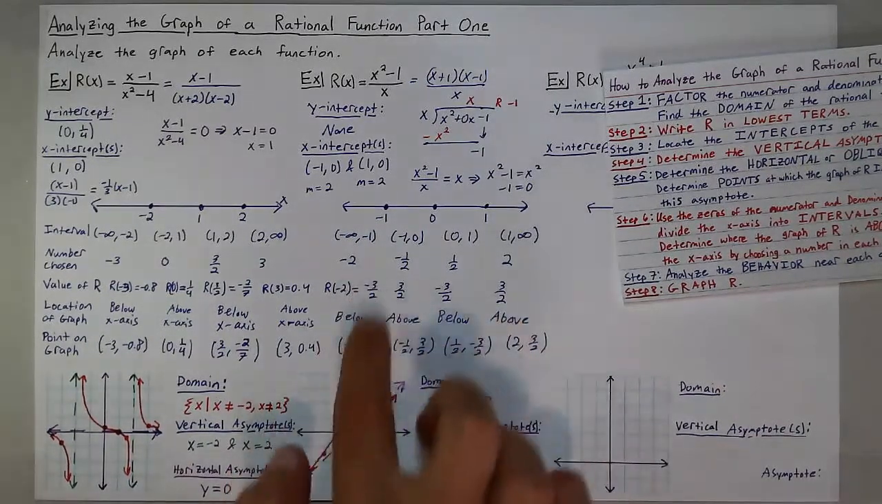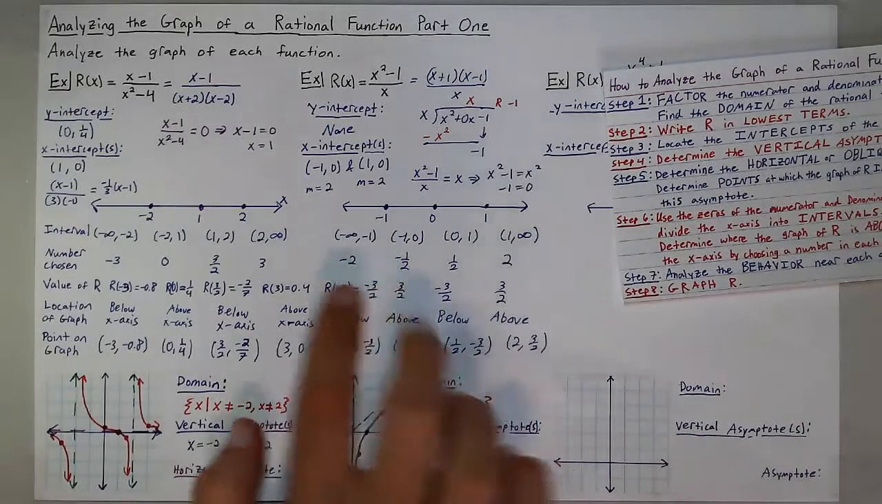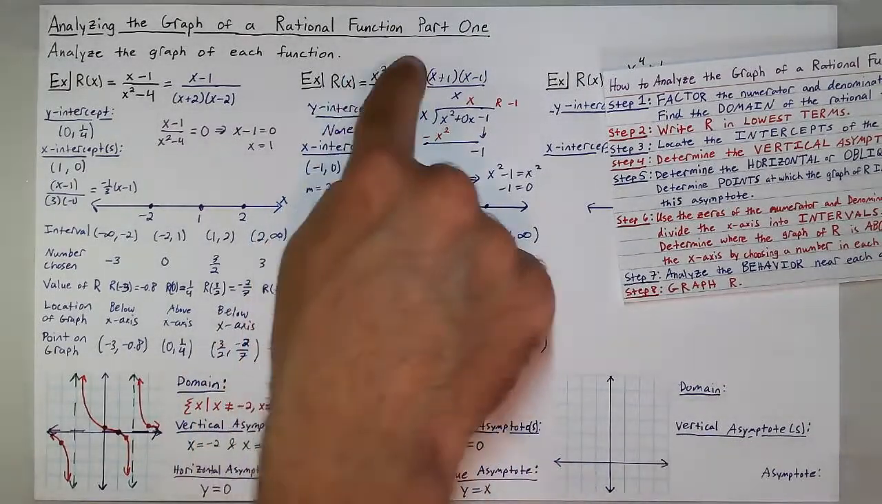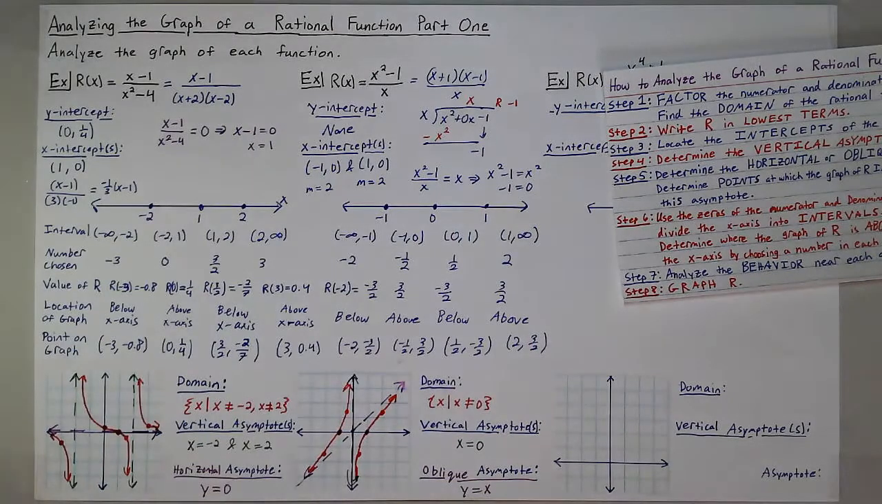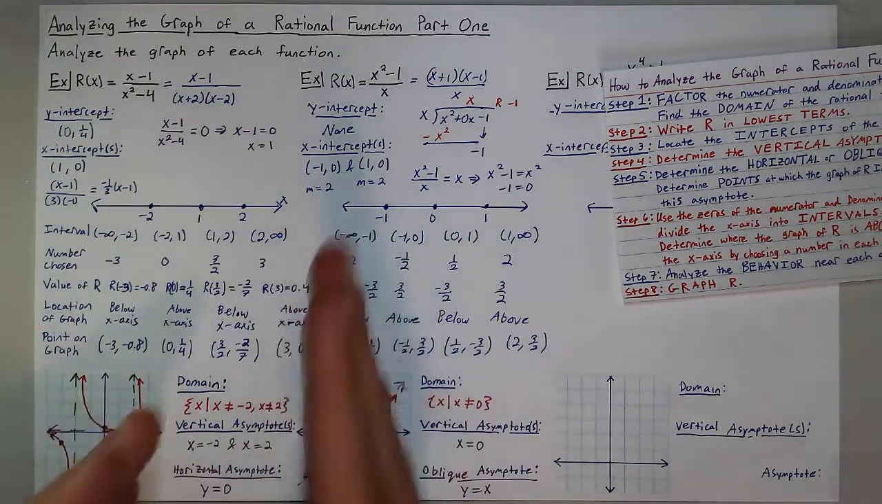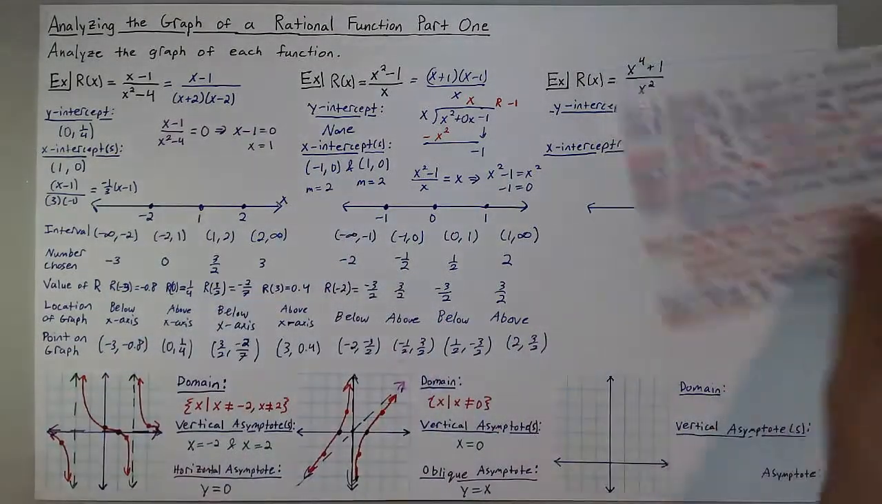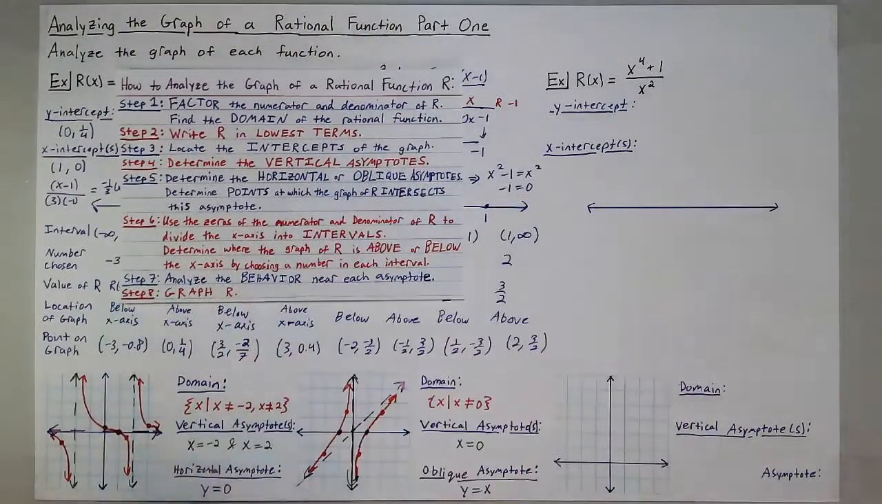And the reason why this is so definitive is the spots that make the numerator 0, or the denominator 0 and the function undefined, are the only spots that would change the sign. So everything in between is either going to be always positive or always negative. And let's address this last example.